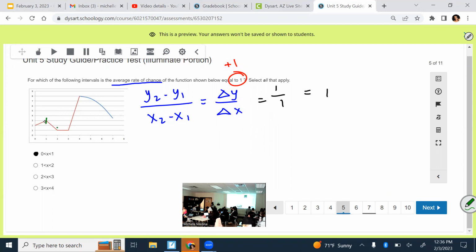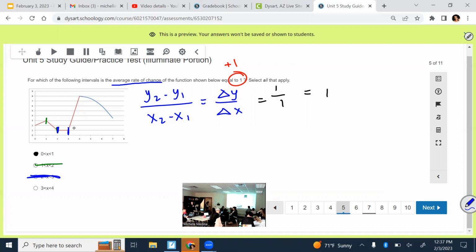From 1 to 2, do I even need to do the math for that section? You shouldn't because it's decreasing, so whatever the rate of change is, it'll be negative, which is not what it wants. So we'll take that one out. From 2 to 3, do you need to do any math for that section? No, because what's the average rate of change if it's flat? 0, which is not the same as a positive 1. So we'll eliminate that one.